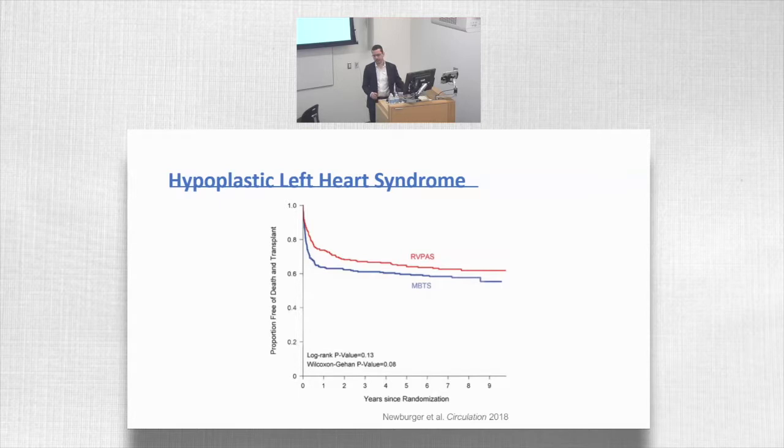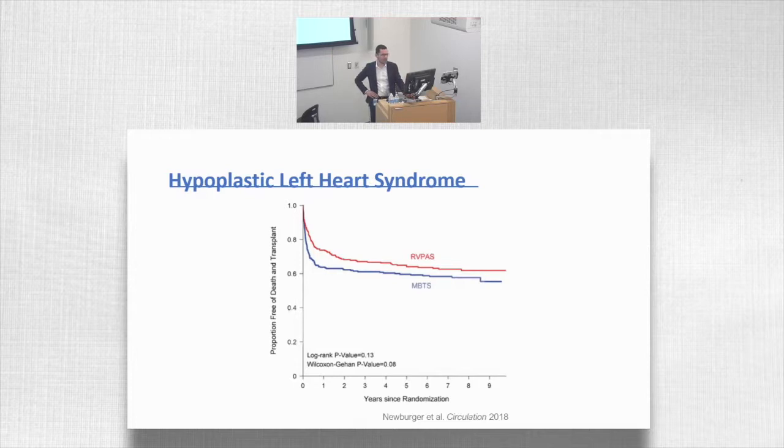This is basically hot off the press: the 6-year results of the single ventricle trial, just recently published in Circulation. Some of you may say, well, he was supposed to speak about new, innovative things, but we've seen these curves and they don't look any different. But that's exactly where I'm going. The single ventricle trial has been comparing RV-PA shunts with MBT shunts, and the long-term results are still somewhere in the 60% range.